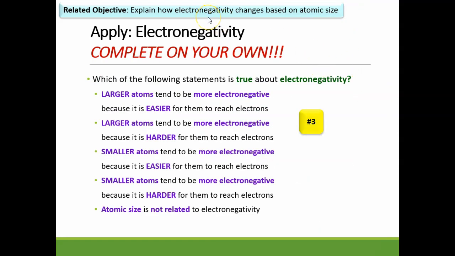All right, so at this point, you should be able to answer this question. Which of the following statements is true about electronegativity? Again, you need to identify which types of atoms are more electronegative, larger or smaller atoms, or is atomic size not related? And then explain why. Is it because it's easier for them to reach electrons or harder to reach electrons? Again, the answer is on the previous slide, so if you do need help, go ahead and rewind to the previous slide. Take a moment, pause the video, and continue playing when you're ready.